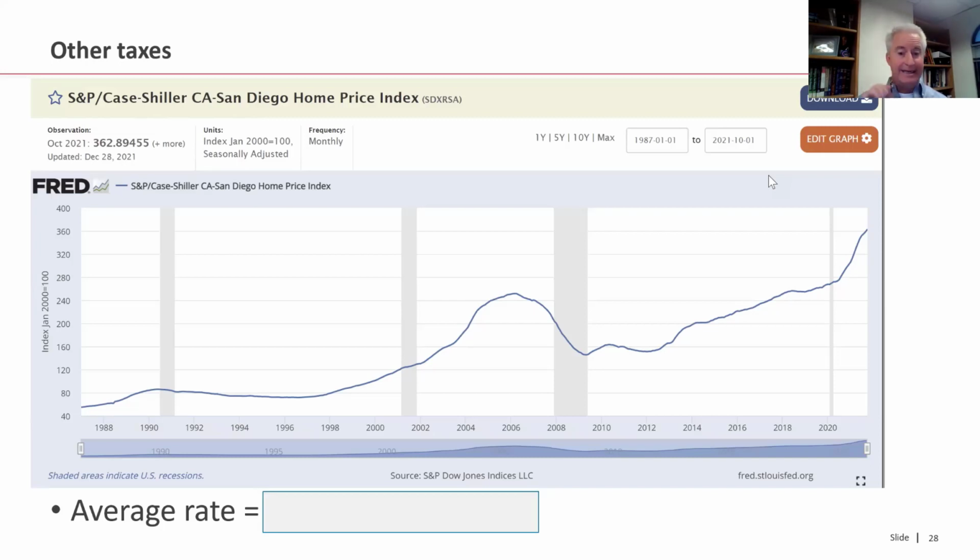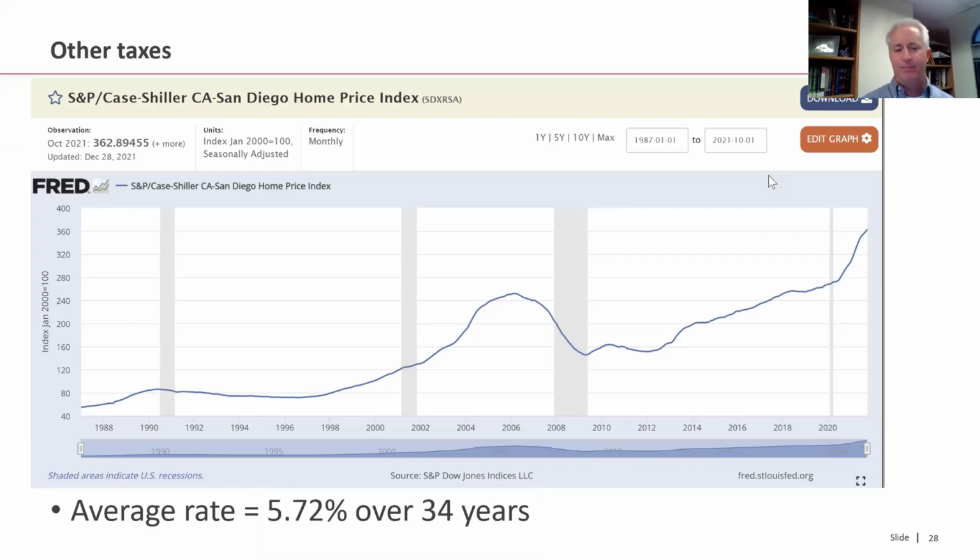And you can see that this is an index, so it's not measuring the value of the homes. In fact, I think the Union Tribune published those on Saturday or Sunday this past weekend. But the index value back at the start of '87 looks like it was about maybe 50 or 55. Now it looks like we're at about 360. So you can see housing prices have gone up. And if I bought a home on that first day and held it and it matched the index, that's a 5.72% average return over those 34 years. So that's a pretty good return.